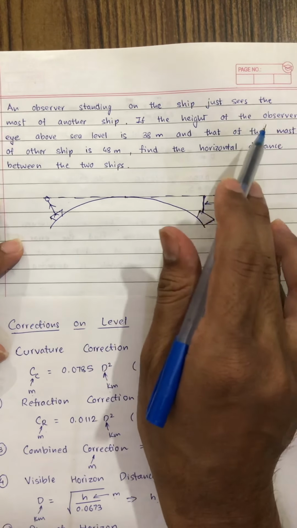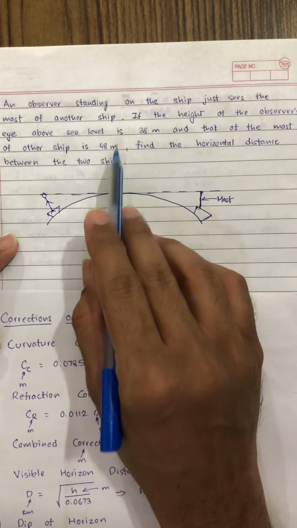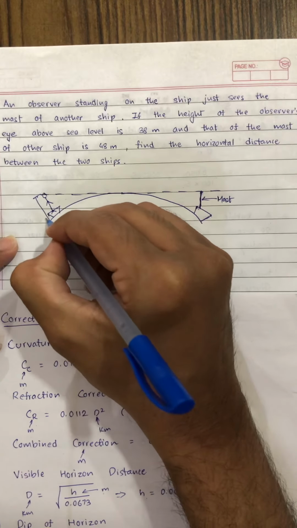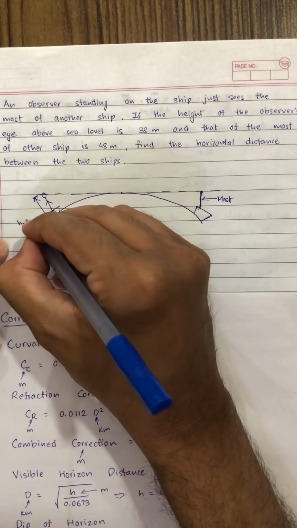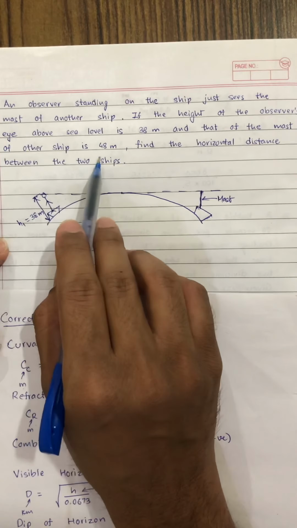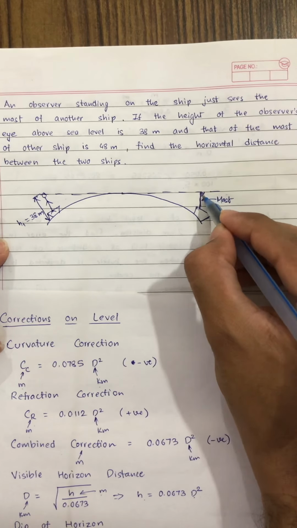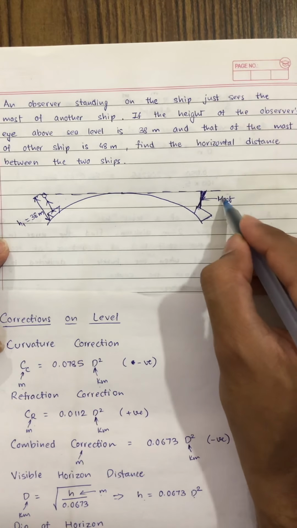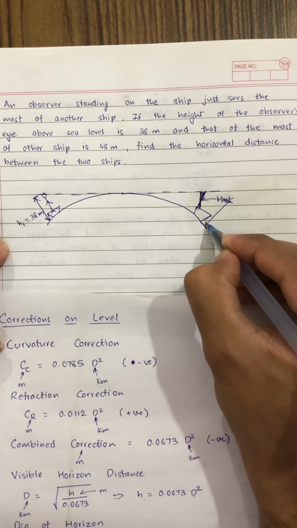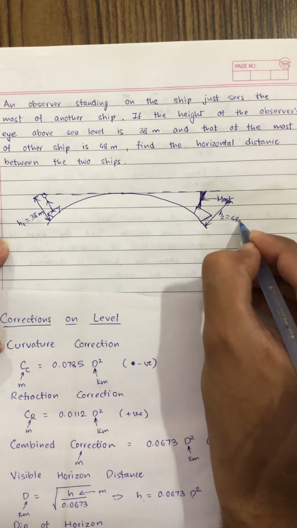If the height of the observer's eye above sea level is 38 meters, let us say this height H1 is equal to 38 meters, and that of the mast of the other ship is 48 meters, meaning this height above the sea level, this is h2, which is equal to 48 meters.